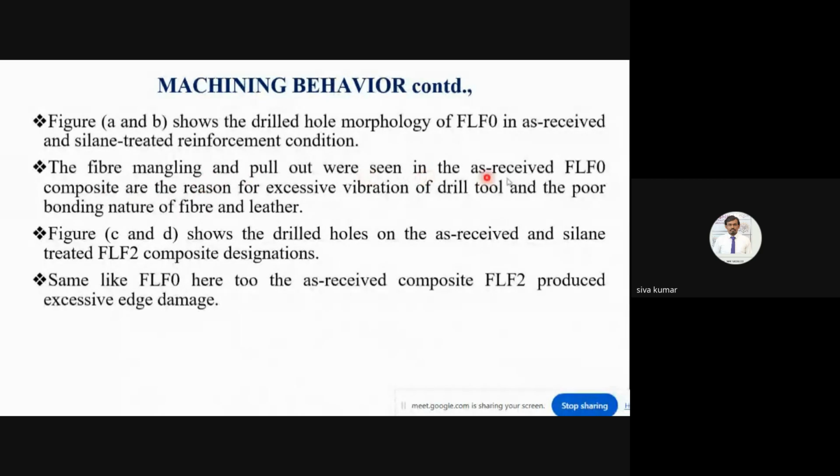Then the second one, FLF0 composite. The FLF0 composite shows excessive vibration of the drill tool and poor bonding because it is not surface treated. And FLF2 shows drilled holes with as received and Ceylon treated composite designation, same as FLF0. Here, the as received composite has excessive edge damage. FLF0 means no CBP particles. It is only pure epoxy and 30% fiber volume percentage.